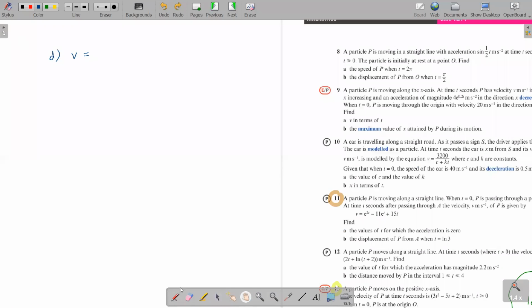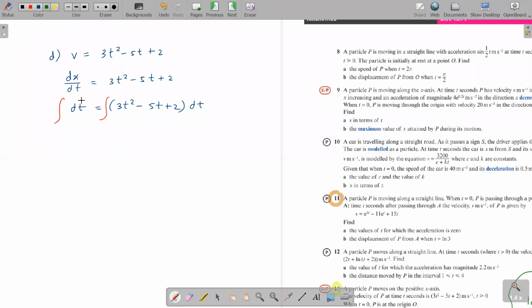What was it? 3t square minus 5t plus 2. So, I'm trying to get the equation for displacement, which means I will integrate, right? So dx by dt equals 3t square minus 5t plus 2. When I remove dt to the other side, it is 3t square minus 5t plus 2 with respect to t. And on both sides we will integrate, isn't it?